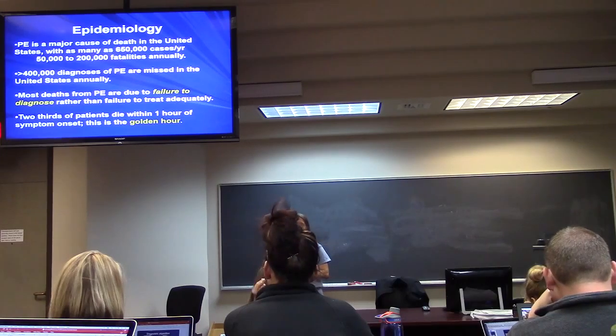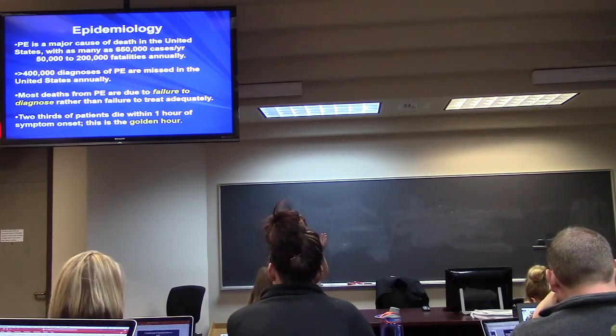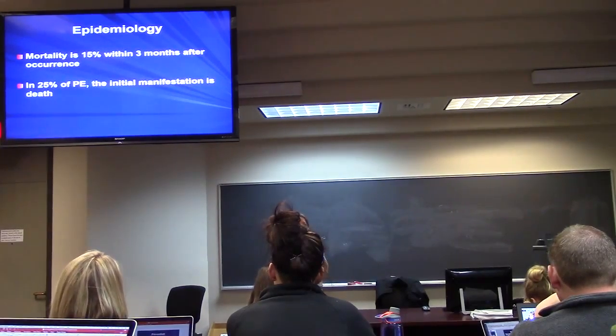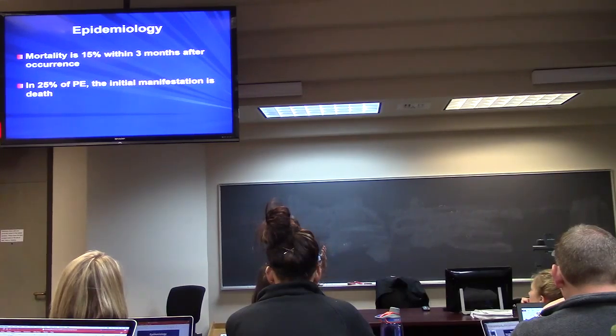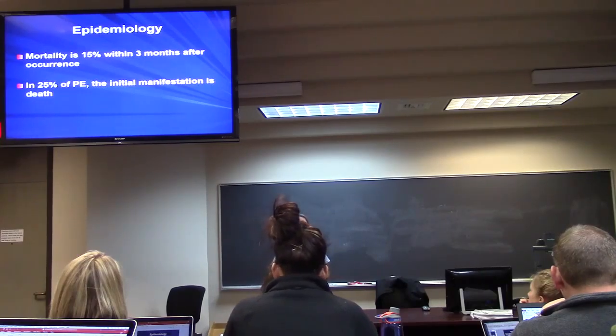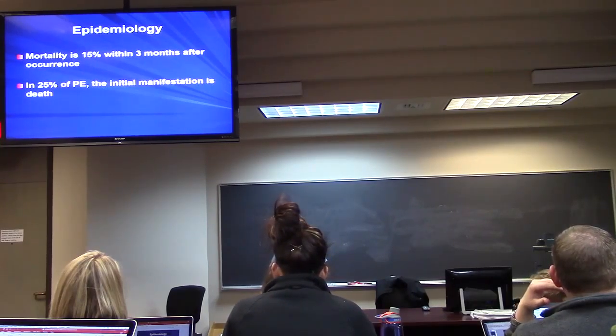2/3 of patients with a PE will die within an hour of symptom onset. Again, symptoms can be fast and furious, and the bottom one's the biggest thing for me: 25% of people with a PE, their first symptom is death. That's huge. Of the people we miss, 25% of them are just going to die. So it's a huge deal. Blood clots kill people, so it's important to always keep it in the back of your mind, know your signs and symptoms, and know your risk factors.